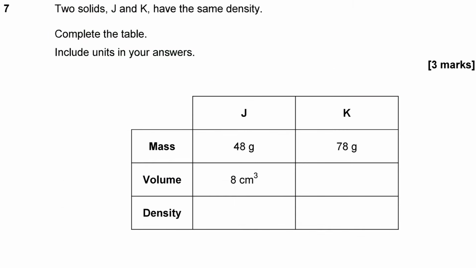Question 7. Two solids J and K have the same density. Complete the table. Include units in your answers. Now, do you know the formula for density? Density is equal to mass over volume. Okay, that's the basic formula. So if I know the mass and the volume, I can divide one by the other to find density.